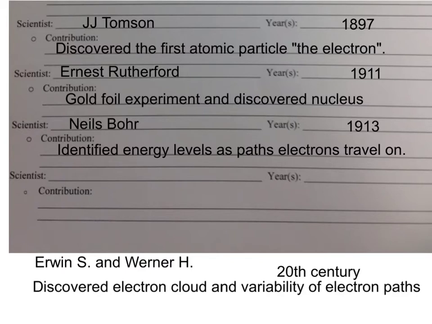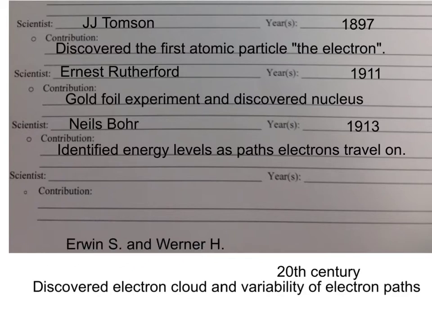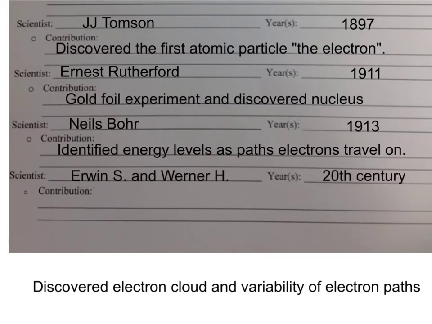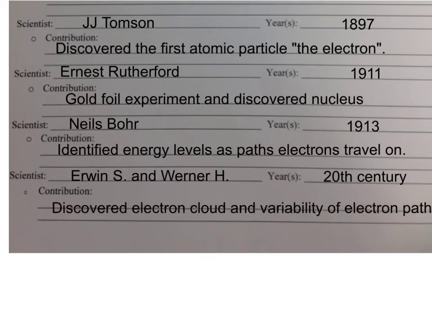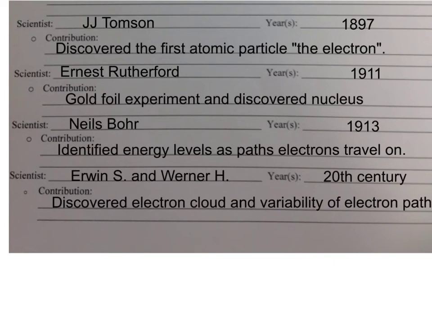The next two gentlemen we'll discuss are Irwin S. and Warner H. These gentlemen lived in the 20th century and discovered, contrary to Mr. Bohr, that electrons actually traveled in a cloud surrounding the nucleus, and they didn't really travel on defined paths. There is quite a bit of variability in how the electrons traveled around the nucleus.